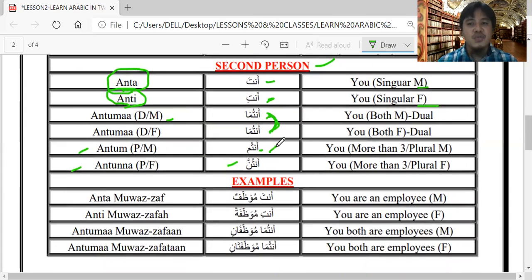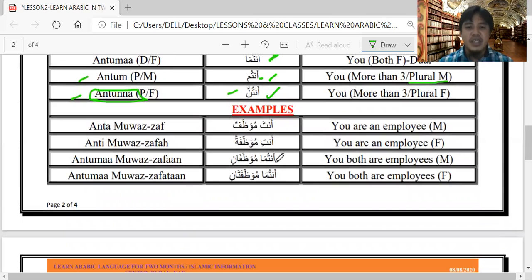And for the plural, antum: anta Muhammad, wa anti Aisha, wa anta Gerald, antum muwaddafun. Okay, that's the example. Antum is plural masculine, or plural male. And for the females, plural, second person, we say antunna: anti Khadija, wa anti Fatima, wa anti Zainab, antunna muwaddafat. Like that, okay? So let us proceed to the example of the second person. Anta muwaddaf, okay? And anti muwaddafa.